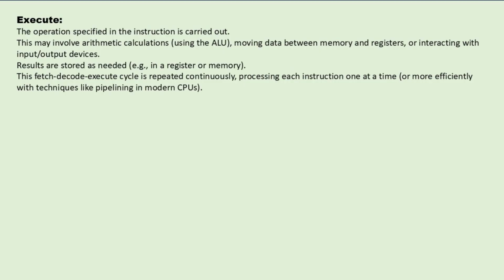And lastly, 3. Execute. The operation specified in the instruction is carried out. This may involve arithmetic calculation using the ALU, moving data between memory and registers, or interacting with input or output devices. Results are stored as needed, example, in a register or memory. This fetch, decode, execute cycle is repeated continuously, processing each instruction one at a time or more efficiently with techniques like pipelining in modern CPU.